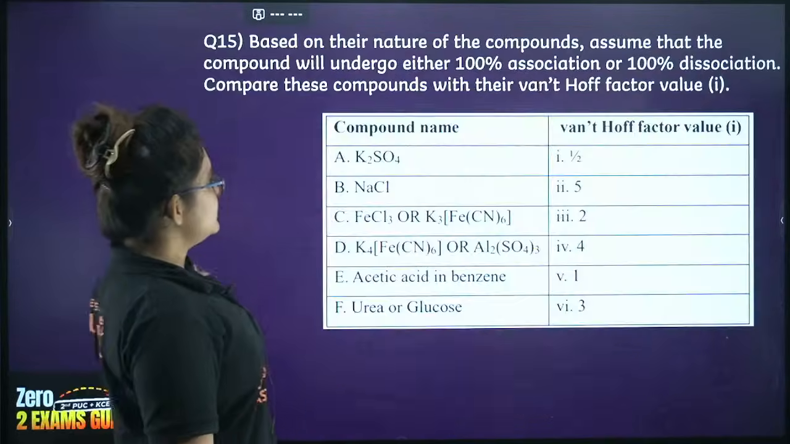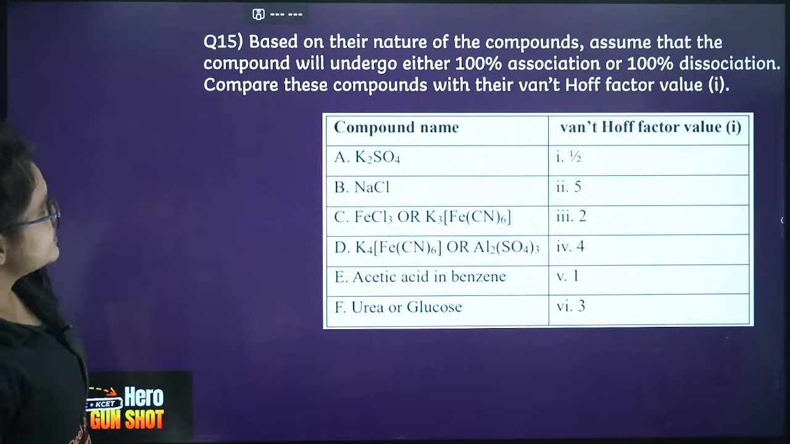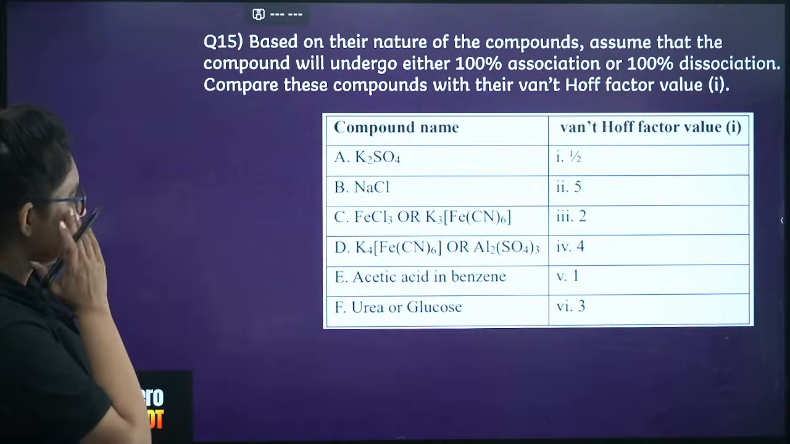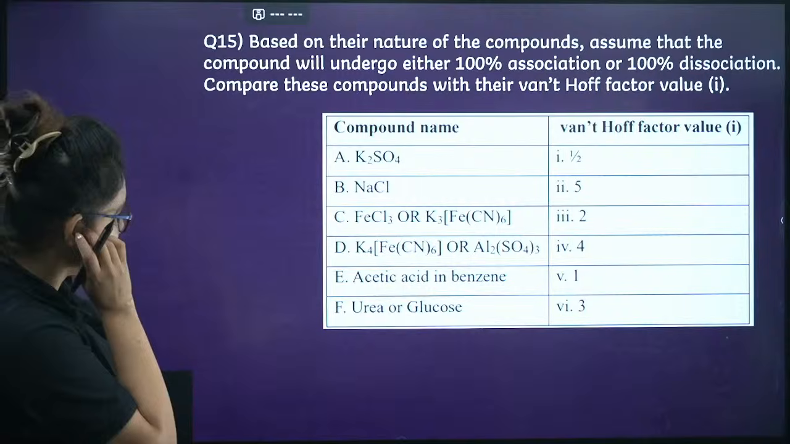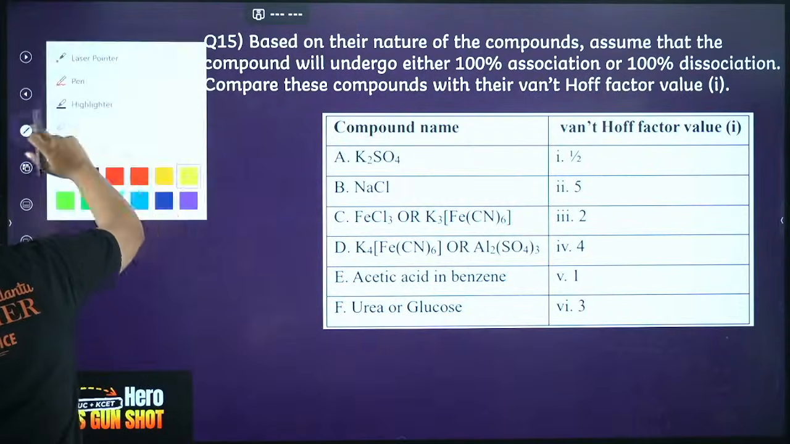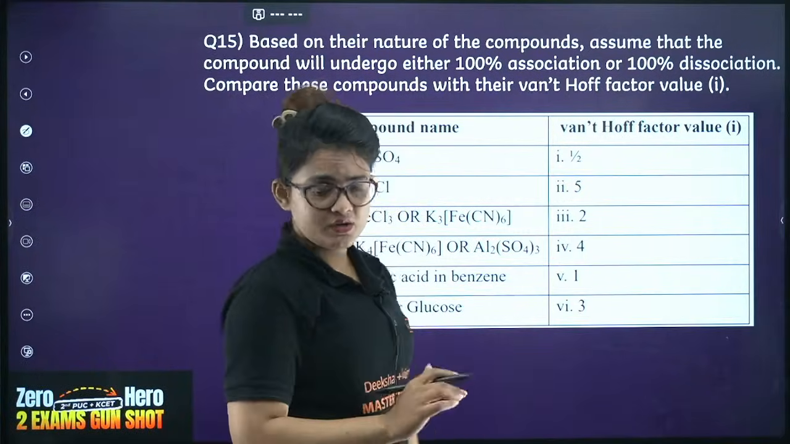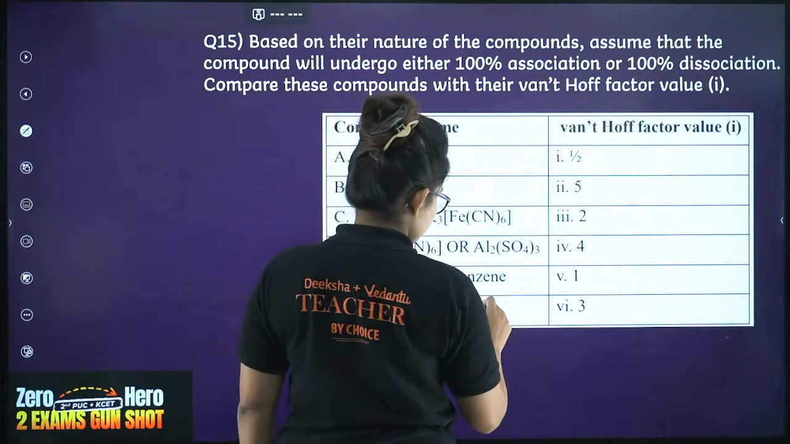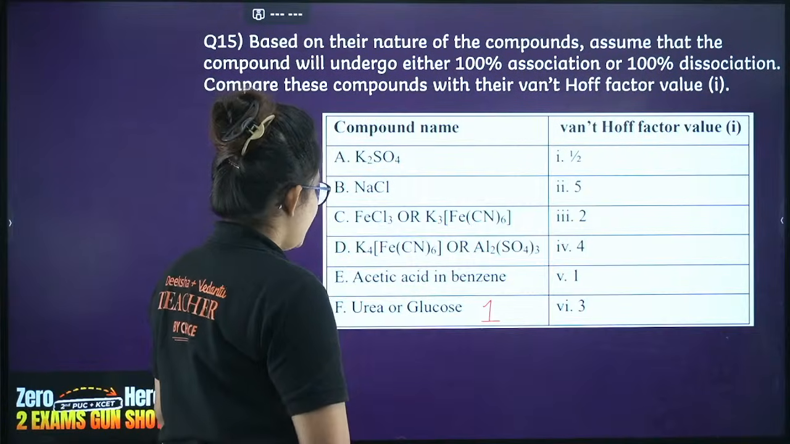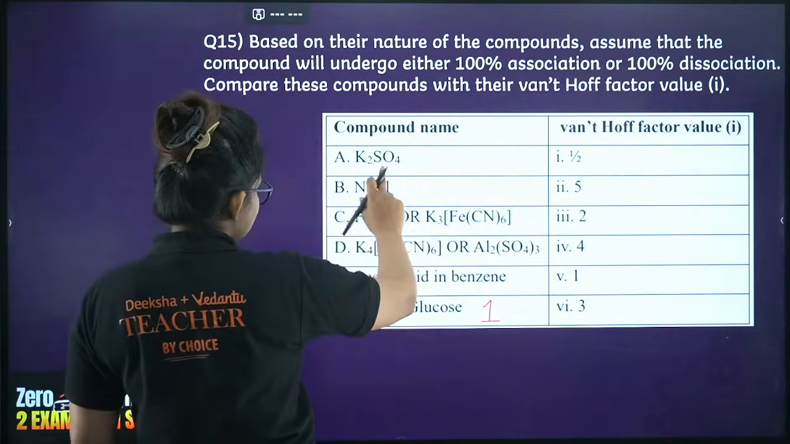Okay, let's proceed. Here you can see, based on the nature of the compounds, assume that the compounds will undergo 100% association or dissociation. Compare the Van't Hoff factor. Urea and glucose will neither associate nor dissociate, so that's going to be 1. Acetic acid in benzene, we'll come back. First let's do the easy ones.